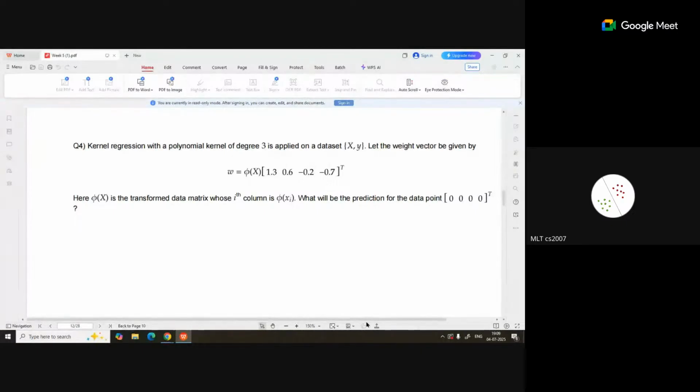Okay. So this is question number 4. Kernel regression with polynomial kernel of degree 3 is applied on the data set. Let the weight vector be given by, so weight vector will be in this fashion, right? Phi of x times some vector. Here phi of x is a transformed data matrix whose ith column is phi of xi. What will be the prediction for this data point?